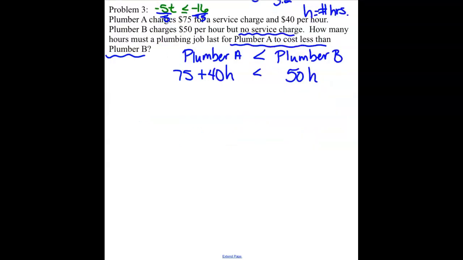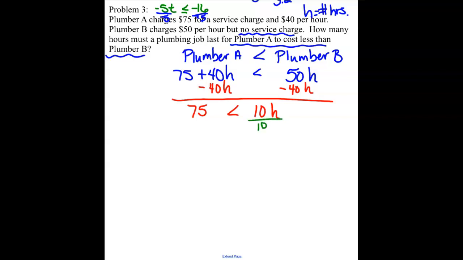And now we can solve this just like we've been doing on the previous examples. We're going to get our variable to one side. So since we have a positive 40 here, we're going to subtract that 40h. We end up with 75 being less than 10h. So when we divide out our 10 to get h alone, we get 7.5 is less than h.